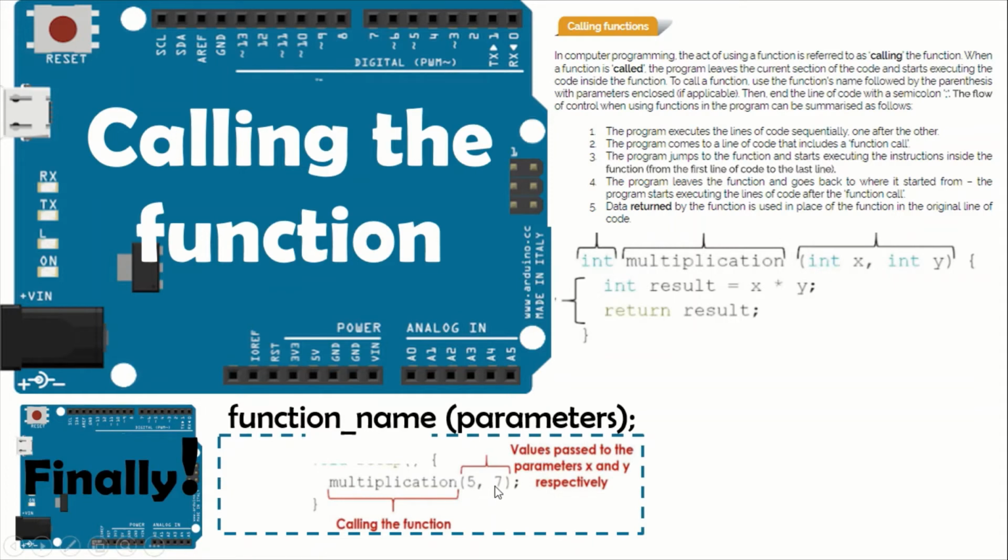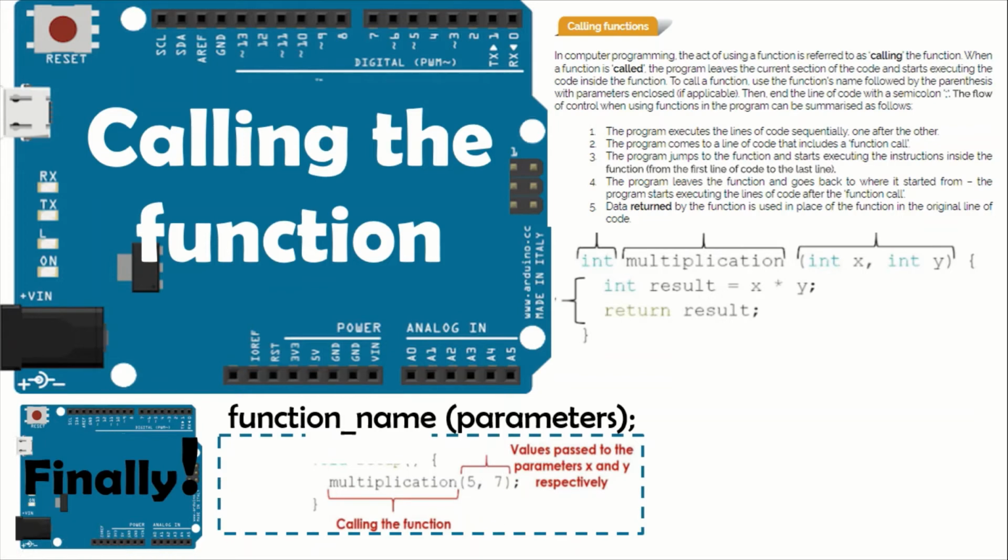So the Arduino will work as a calculator and will give you the value. 5 multiplied by 7 is 35. Okay, it will give you the answer. If you just do this, it will give you the answer. If you change the number here, it will do the process and give you a different answer.